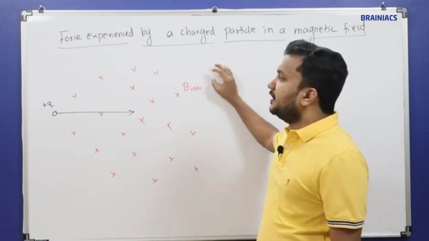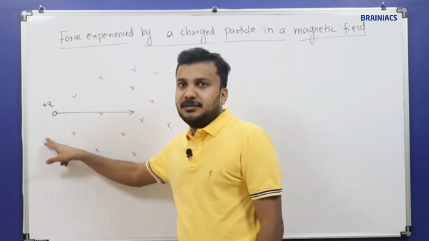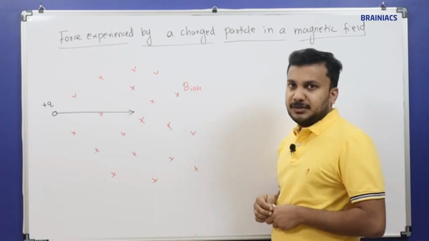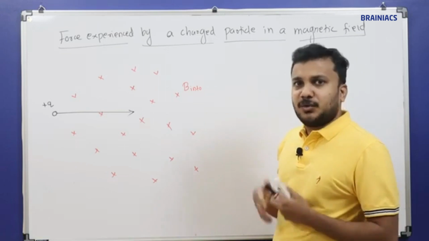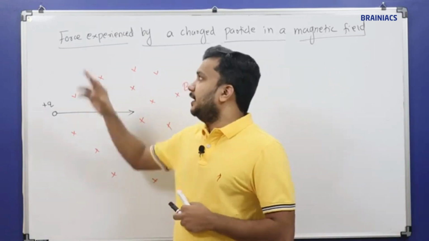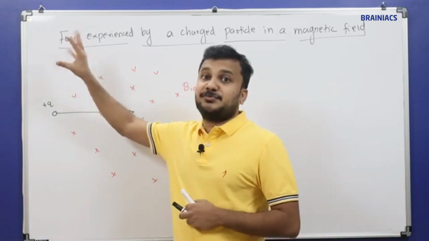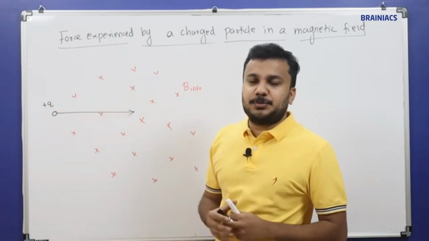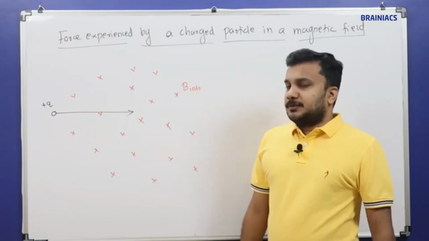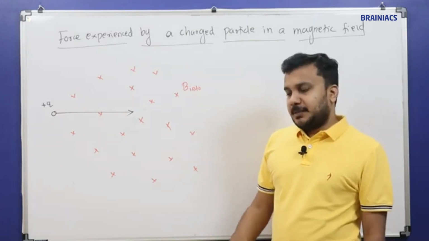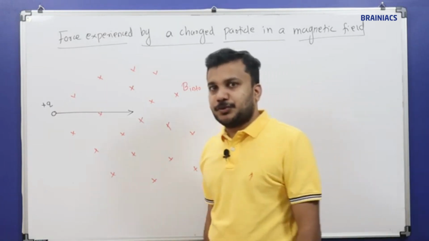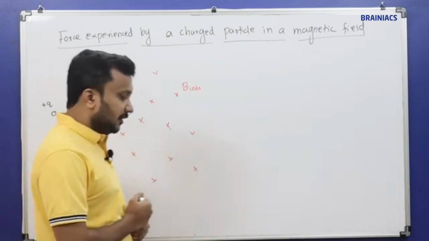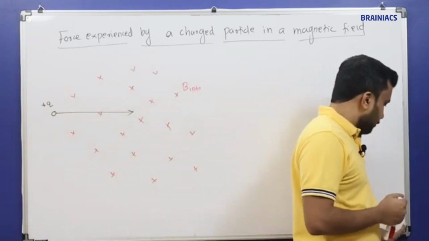Next, I am throwing a charged particle into the magnetic field. What will happen in this case? That was the topic of discussion. The particle will experience what is called a force, as if somebody is trying to pull or push it. I can say it will experience a force. So in short, a magnetic field will create a force on the charged particle. Okay, let's see.